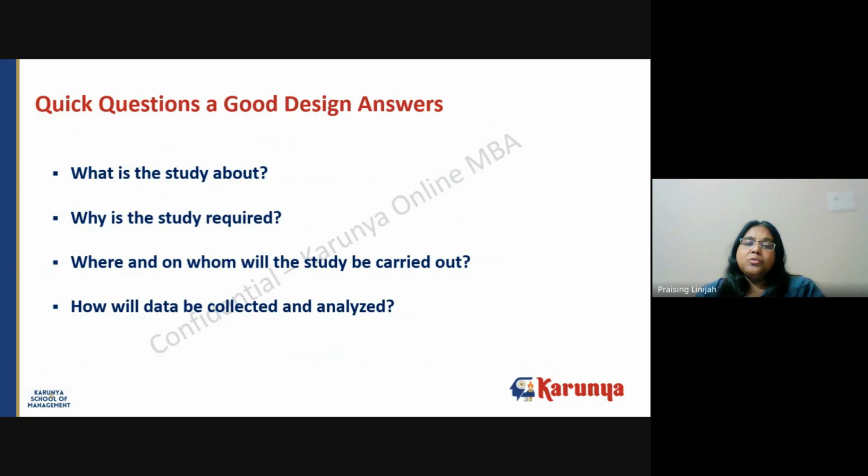And where and on whom will the study be conducted? In-store customers in certain locations, if you have fixed any demographic behavior. And how will data be collected and analyzed? Of course, it is from the customers through surveys, and this data which is collected has to be analyzed using a regression methodology to identify the required output.